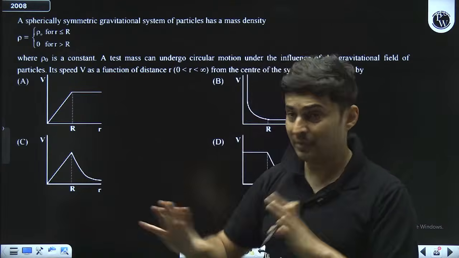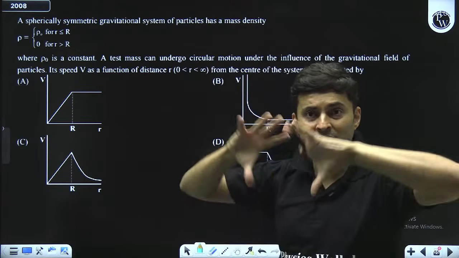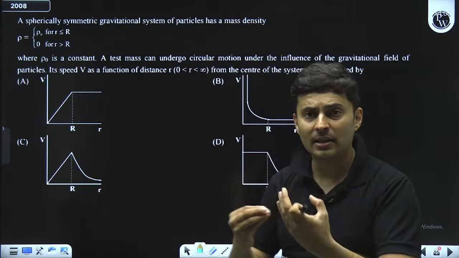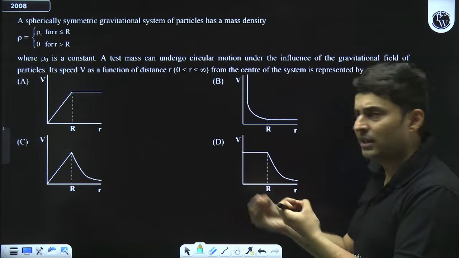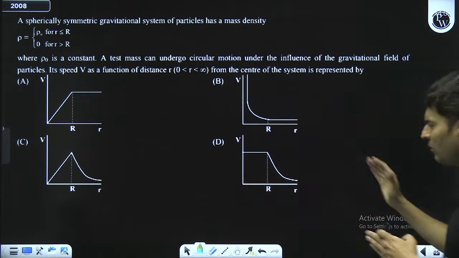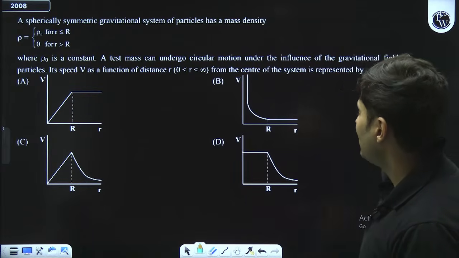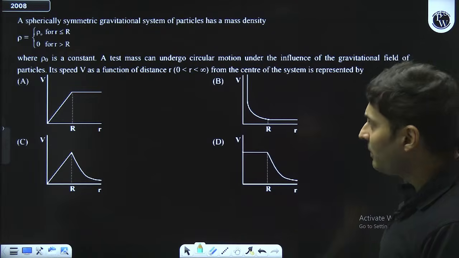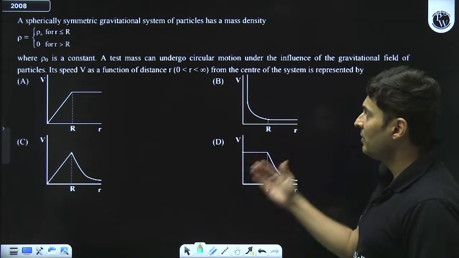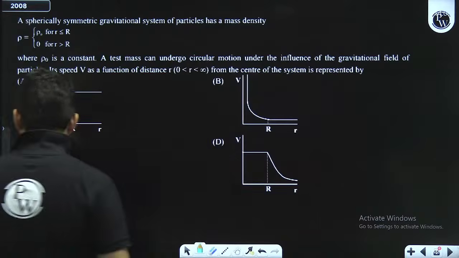But the concept is very similar: there is a chunk of mass density, they have some field, and they are revolving in circles. Very similar concept. Anyways, rho naught is a constant. A test mass can undergo circular motion due to the gravitational field. See, same thing. Speed as a function of distance. I'll tell you what, to figure out the graph.